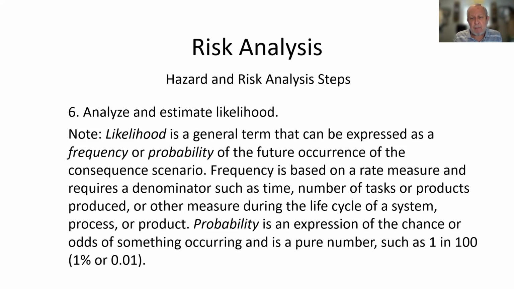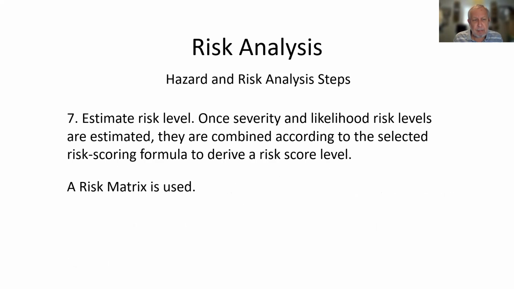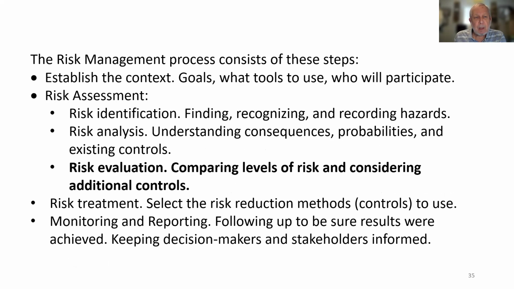Probability is an expression of the chance or odds of something occurring and is a pure number, such as 1 in 100, which is also 1/100 or 0.01. Same thing. Estimate the risk level. Once severity and likelihood risk levels are estimated, they are combined according to the selected risk scoring formula to derive a risk score level. And that's where our risk matrix comes in.